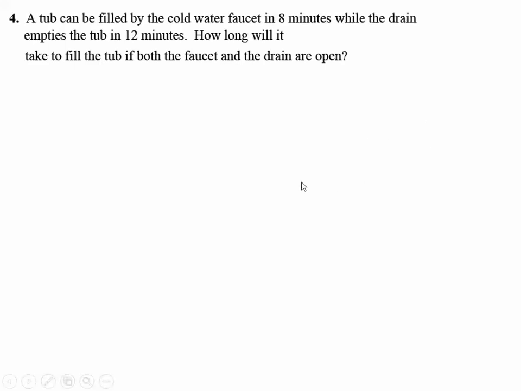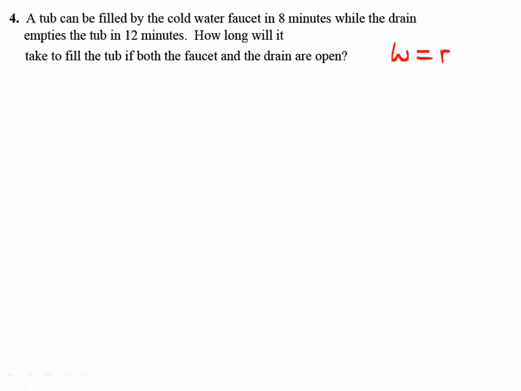Okay, so let's go for it. A tub can be filled with cold water by the cold water faucet in 8 minutes, while the drain empties the tub in 12 minutes. How long will it take the tub to fill if both the faucet and the drain are open? And of course, sometimes word problems don't make sense, because what you would do is you just close the drain if you want to fill something up, right? But in this case here, let's go for it.